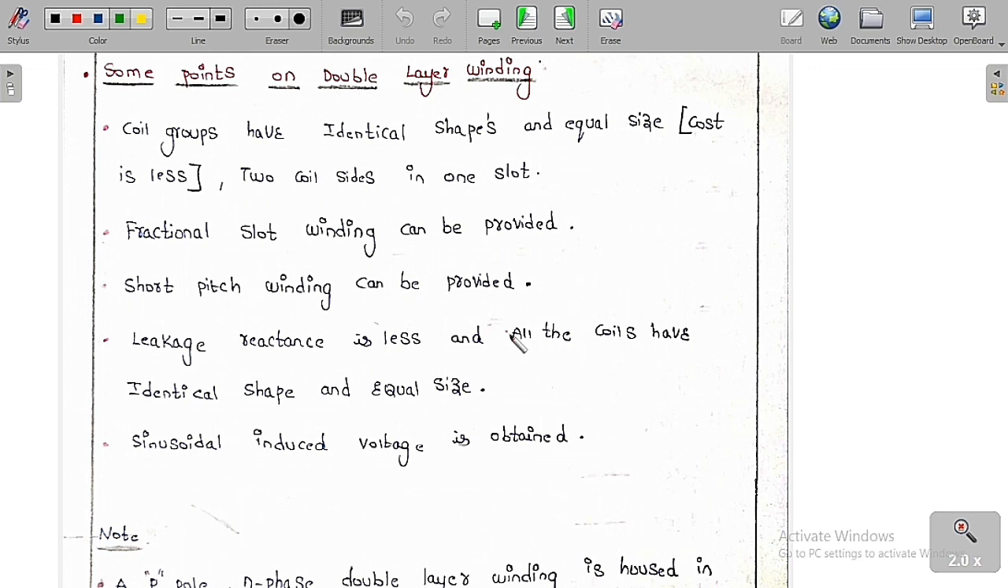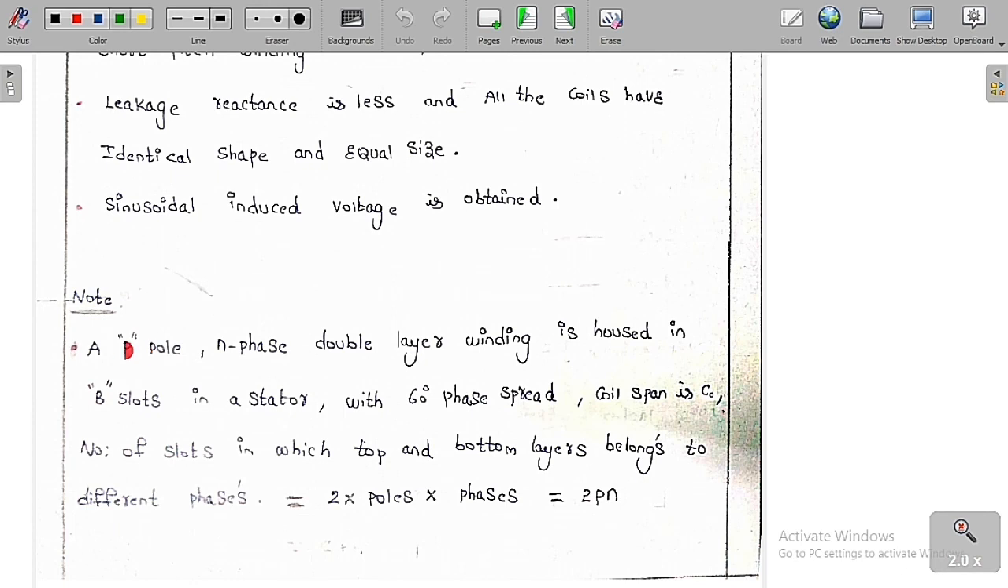Whereas in the double layer winding, two coil sets are placed in one slot and the coil groups have identical shapes and equal size, so the cost is very less, and we can even provide fractional slot winding. Short pitch winding can also be provided in the double layer winding, and the leakage flux is less, so the leakage reactance is also less, and we get sinusoidally induced voltages. The double layer winding is used for higher rating machines, whereas single layer winding is used for lower rating machines. So this is a very important point.